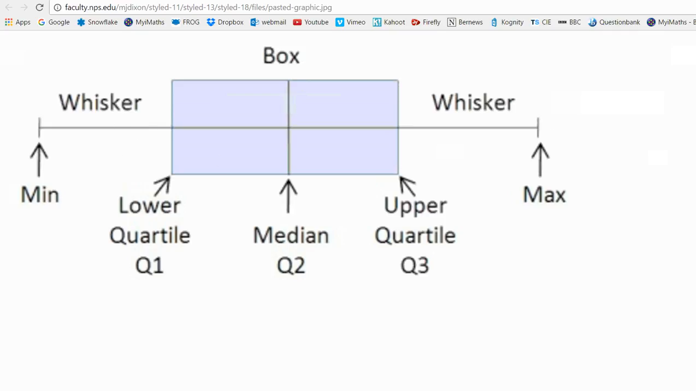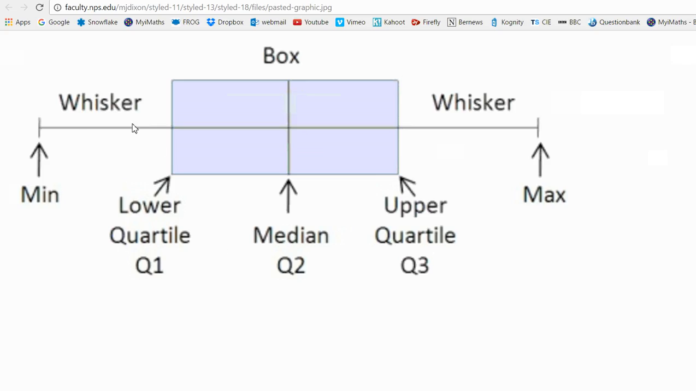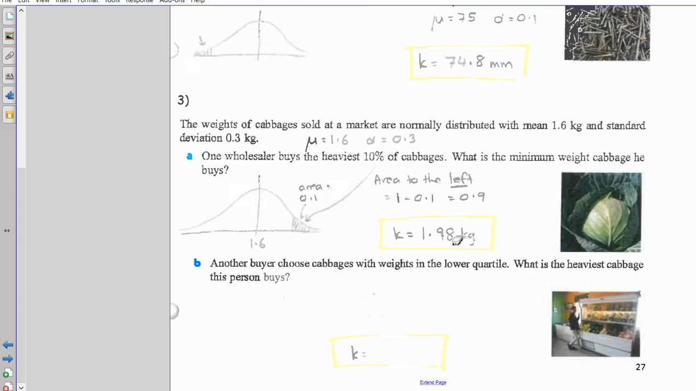So let's see, another bug chose cabbages with weights in the lower quartile. So in the lower quartile, meaning the lowest 25%, is what we mean by that. So that helps us to realize what the area is then. What is the heaviest cabbage the person buys? So let's just write this out. The lower quartile contains the bottom 25% of the weights.